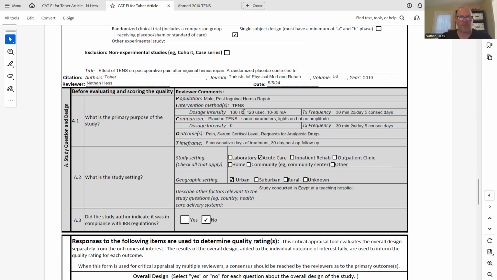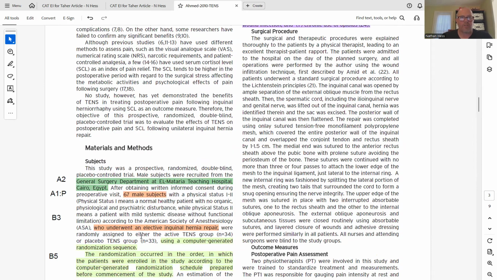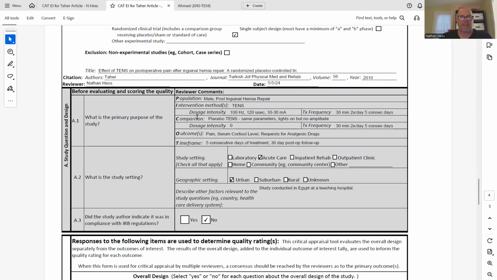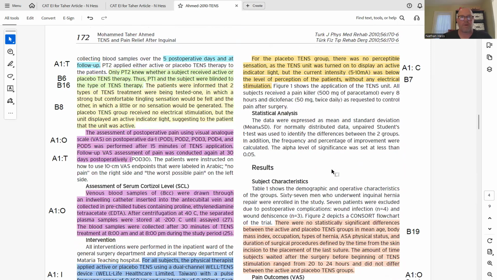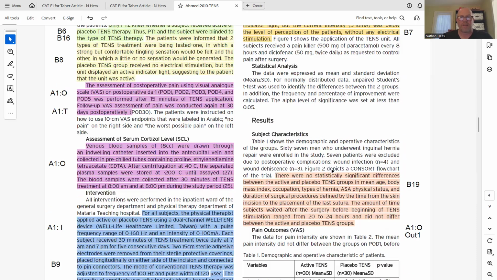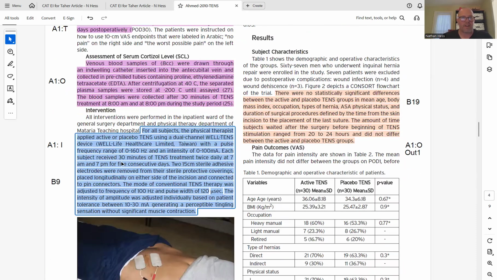So that's the population. Intervention is TENS, right? So what did we do with them? We're using TENS, either an active TENS or a placebo group. So that's our intervention is TENS. What is the dosage that was done there? Well, the dosage is here in the intervention. It tells us all about what we did for the patient. Here it is right there, right?